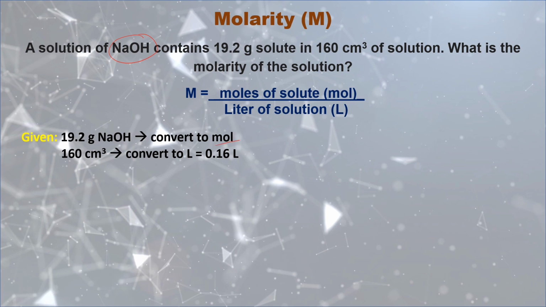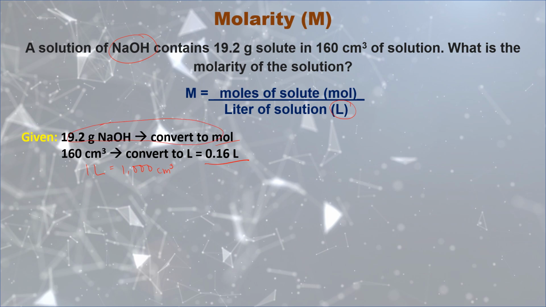Okay? And then the 160 cubic centimeters. Since the unit for molarity requires liters for the volume of the solution, we need to convert 160 cubic centimeters to liters. Take note that 1 liter is equal to 1,000 cubic centimeters, so that would be equal to 0.16 liters.